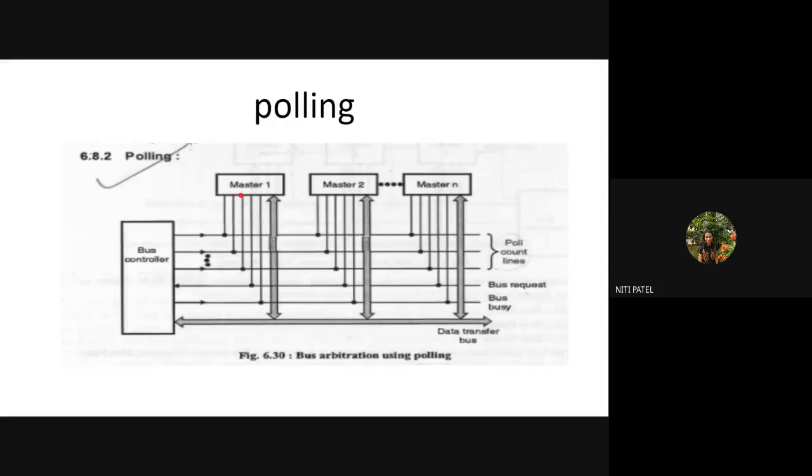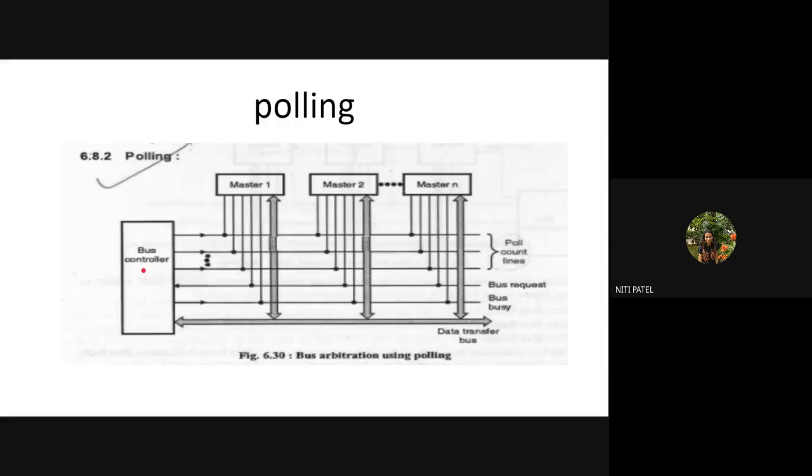So master 1 will have some address which is generated by these poll lines. Master 2 also will have some address which will be generated by these poll lines. Similarly, if I have 3 more master devices, every master device will have a unique address, and that unique address is generated by these poll count lines. So what is the function of the poll count line? To generate a unique address for each and every device which is connected to it. Now, when bus master 1 requests the bus, where will that request go? It will go to the bus request line. Through that bus request line, it will reach the bus controller.